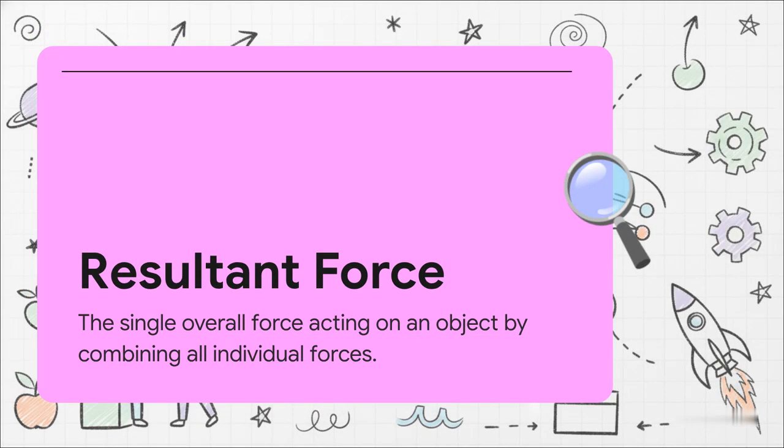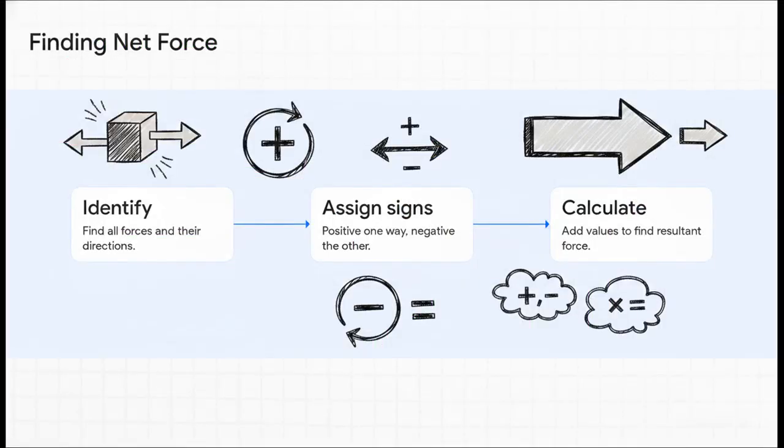Section 3. Resultant forces and motion. I really want you to keep this definition in mind because rarely is there only one single force acting on an object at a time. Like right now, gravity is pulling you down into your seat while your chair is actually pushing you back up. The resultant force is just the net result of all these competing pushes and pulls combined into one single overall force.